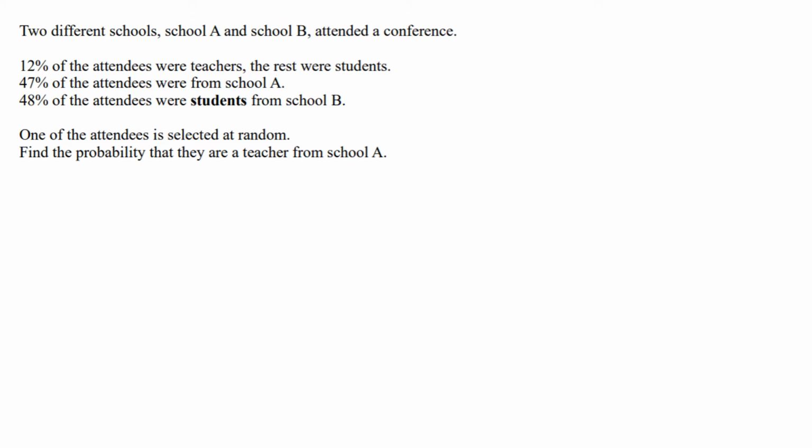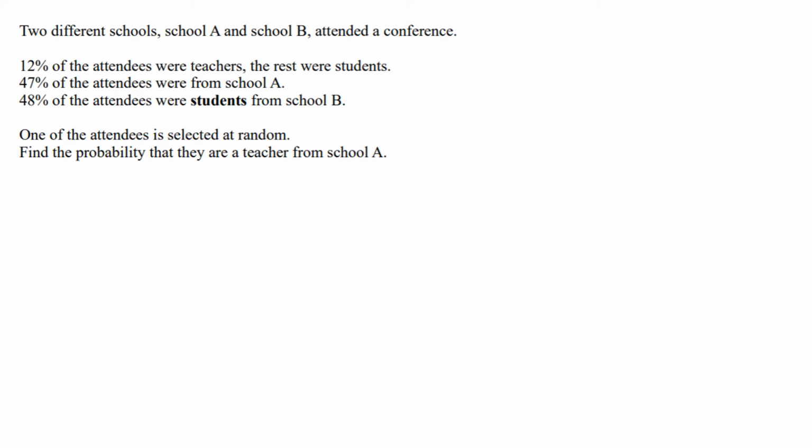Question 2. Two different schools, School A and School B, attended a conference. 12% of the attendees were teachers and the rest were students. 47% of the attendees were from School A. 48% of the attendees were students from School B. One of the attendees is selected at random. Find the probability that they are a teacher from School A.